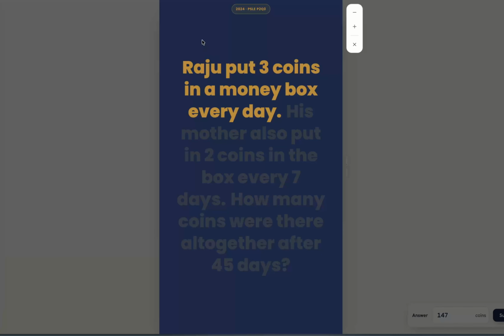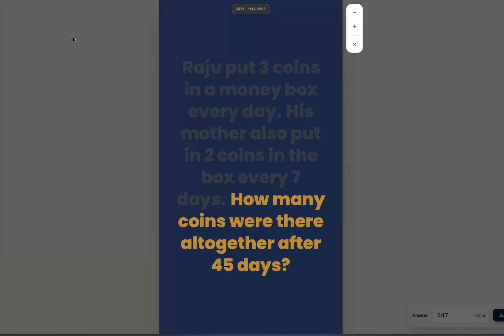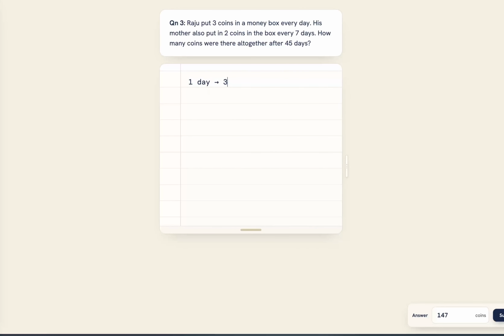Question 3. Raju put 3 coins in a money box every day. His mother also put in 2 coins in the box every 7 days. How many coins were there altogether after 45 days? So 1 day is equal to 3 coins. Then we know that 45 days will be equal to 3 times 45, which is 135 coins.